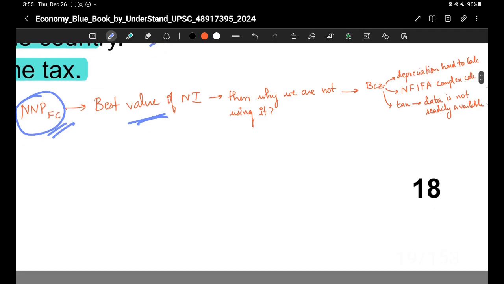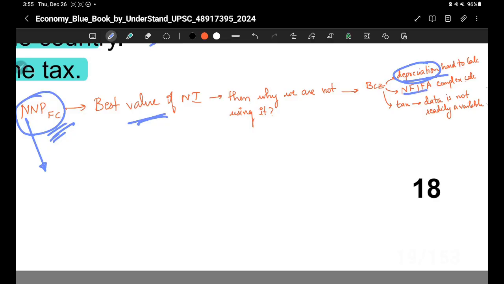Because GDP is easier to calculate than this, because this has a lot of deductions, like depreciation, because net is included here. Net means depreciation, and depreciation is hard to calculate for capital goods. You don't know how to calculate this. It can't be accurately calculated.